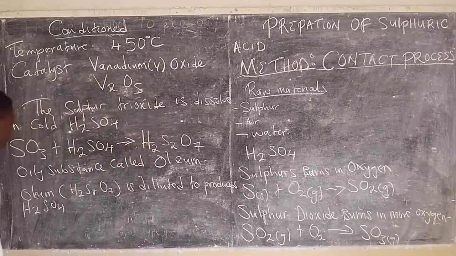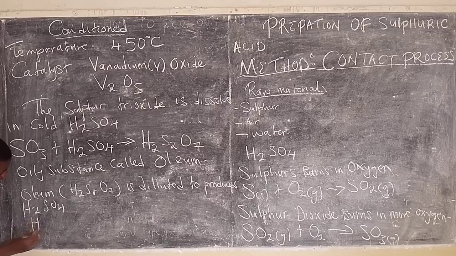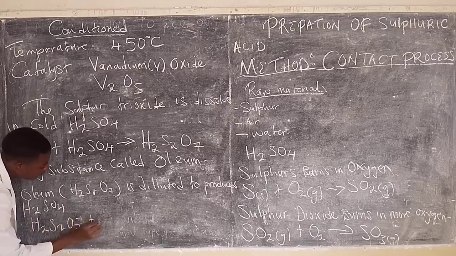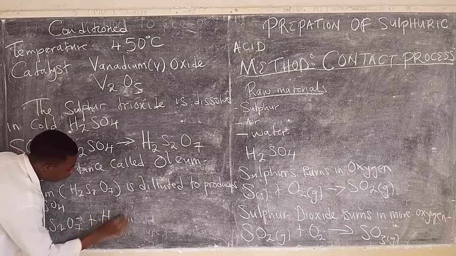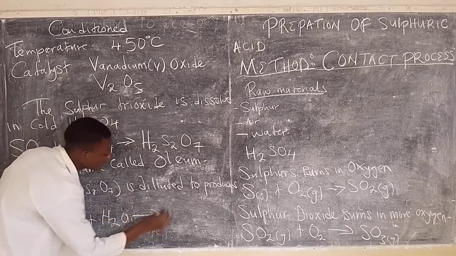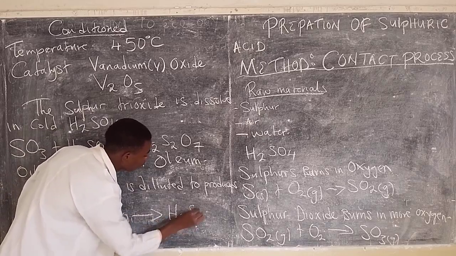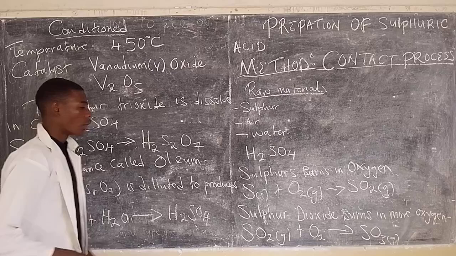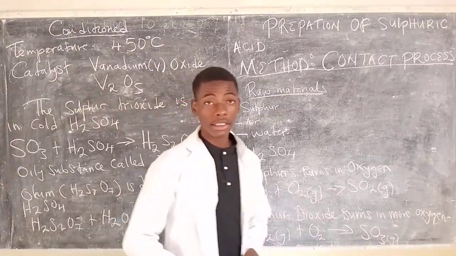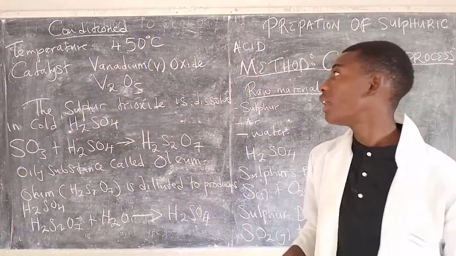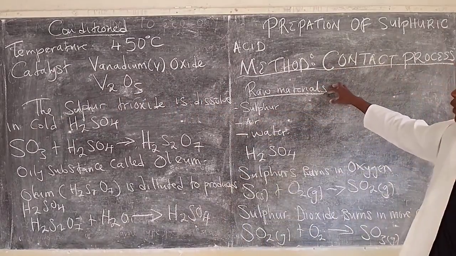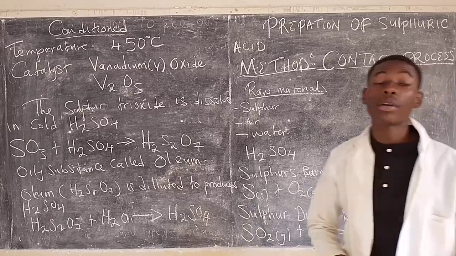So the reaction is that oleum, when it is diluted, is able to produce the strong acid that we all know to be sulphuric acid. So this is how the preparation of sulphuric acid is done using the contact process.